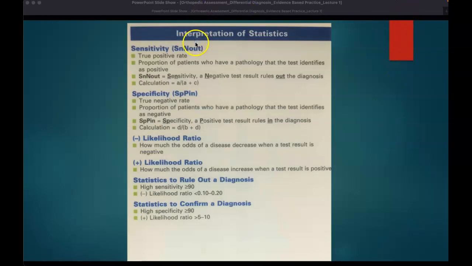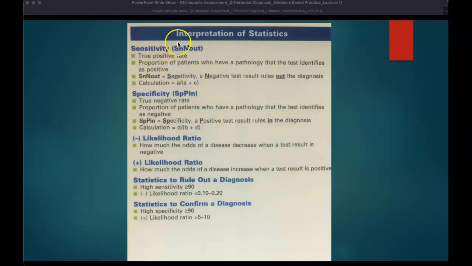So the sensitivity, or the SNOUT, is going to represent the true positive rate. It's the proportion of patients who have a pathology that the tests identify as positive, and so it's going to be SNOUTed out. A highly sensitive test with a negative result rules out the diagnosis.